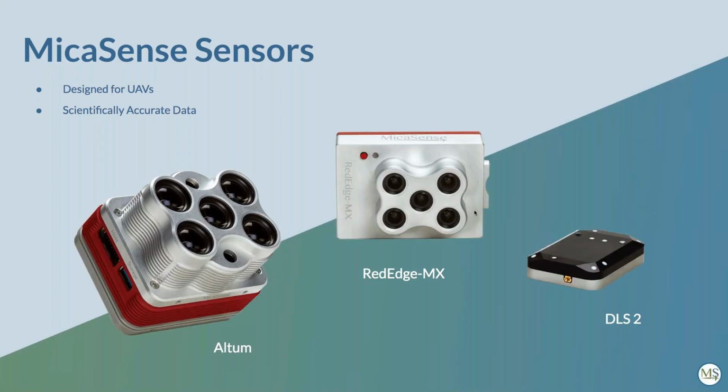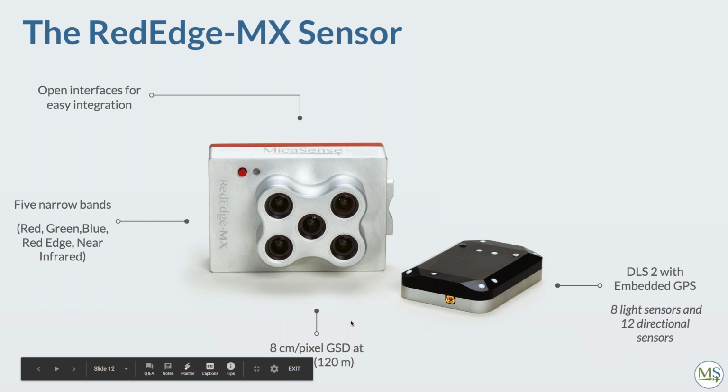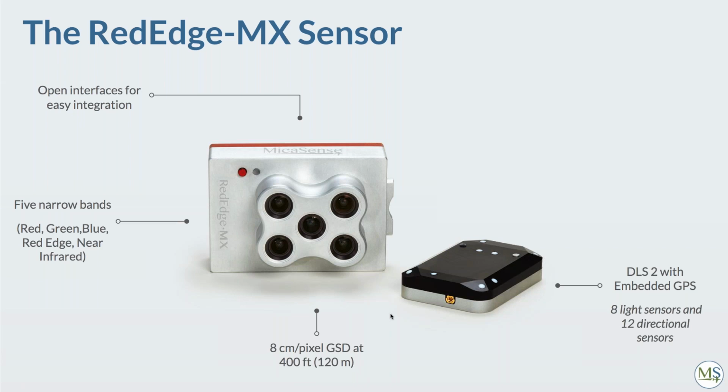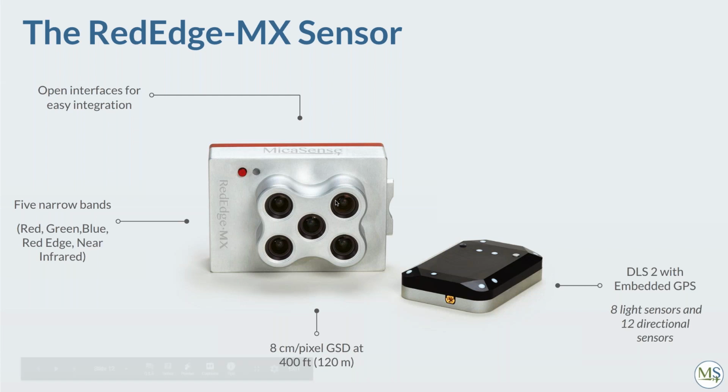So I mentioned earlier, we focus 100% on hardware development. These are the three primary sensors that we're developing currently: the Altum, the RedEdge MX, and the DLS2. The DLS2, the light sensor, is included in both camera kits. The RedEdge MX is 100% just multispectral imagery, capturing 5 spectral bands. It's a lightweight camera. The imagers and lenses in this camera generate about 8 centimeters per pixel spatial resolution at 120 meters. These are the imagers, lenses, and spectral bands that MicaSense has been offering since the beginning.